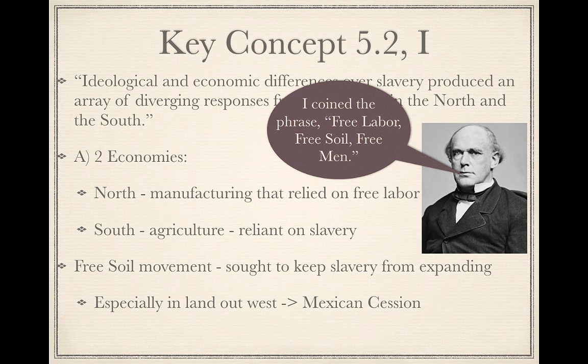And the Free Soil movement really focused their efforts into the land that is gained from the Mexican Cession, so that land out west. And they believed that slavery was incompatible with free labor, mostly because it took away jobs and economic opportunities from whites.